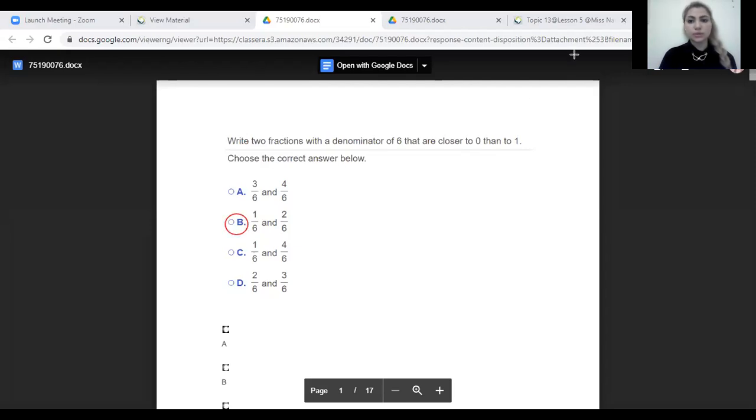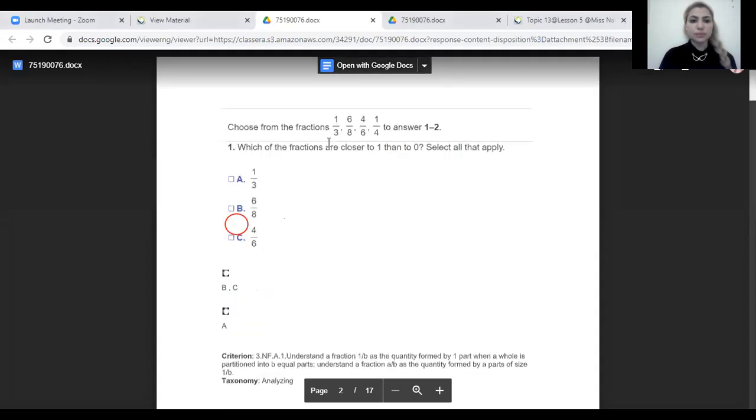Let's go to the next question. Choose from the fractions 1/3, 6/8, 4/6, 1/4 to answer. So here he is telling me which of the fractions are closer to 1. Closer to 1, I said with the bigger numerators. So I have 6 out of 8 and 4 out of 6. So the answer here, I will choose B and C. Let's go to the next question.